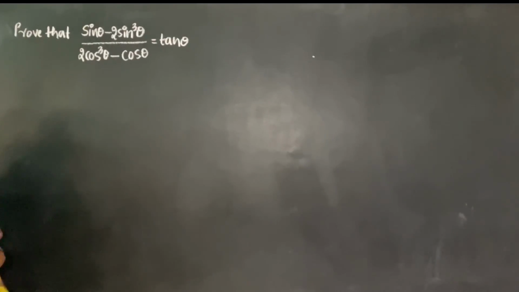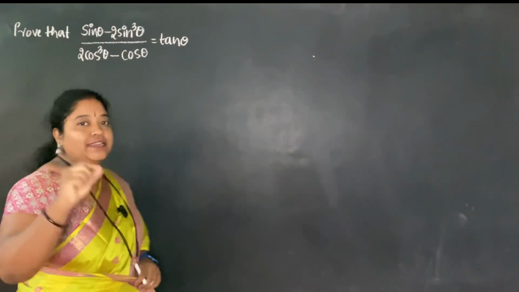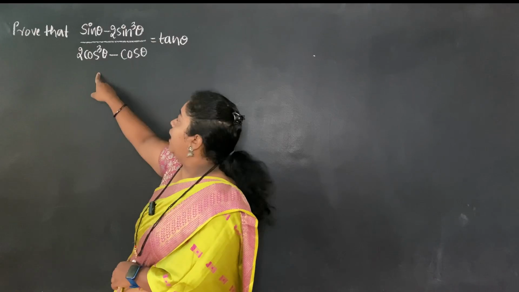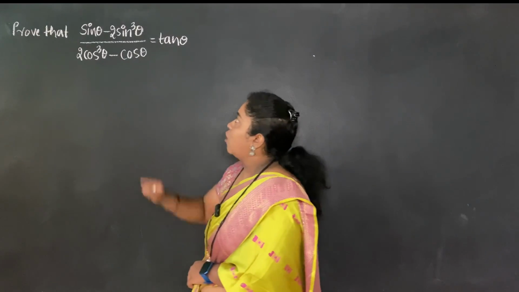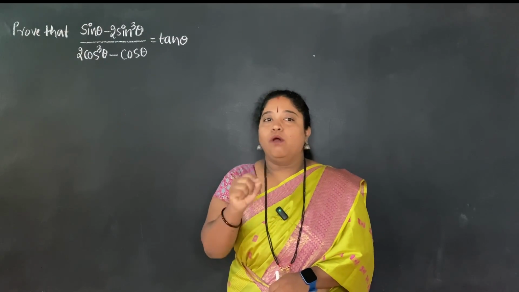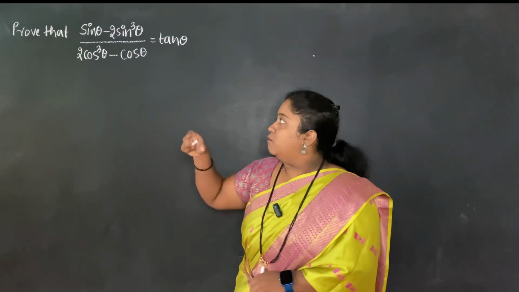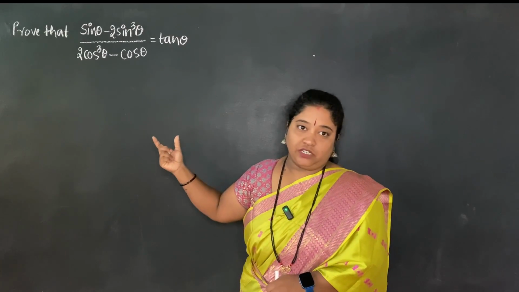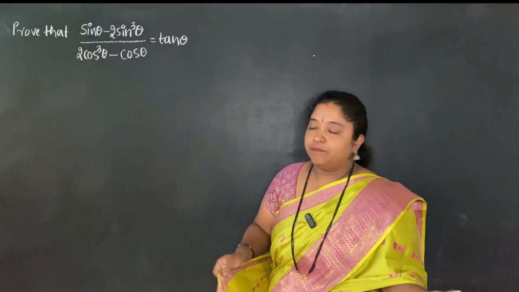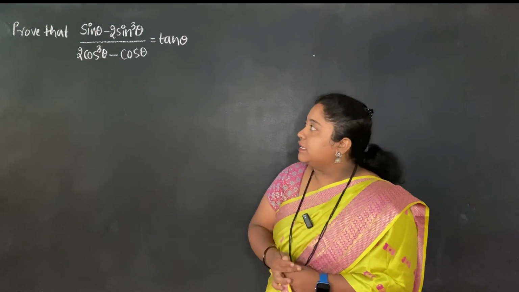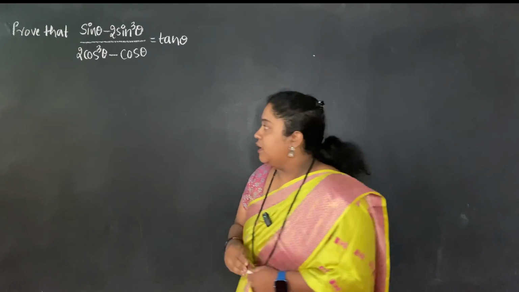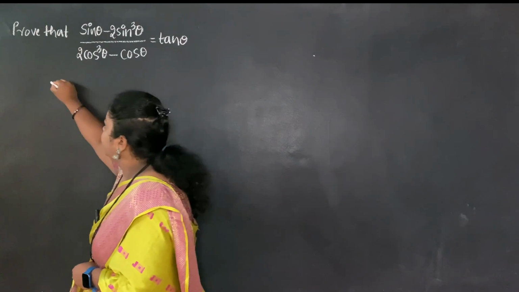See, the next question is: prove that sine theta minus 2 sine cube theta whole divided by 2 cos cube theta minus cos theta is equal to tan theta. One of the very important questions, asked many times. So you need to practice this because it is a very important one. Now dear, I'll consider the LHS part and reach the RHS. Step by step, just observe how I'm going to do it.